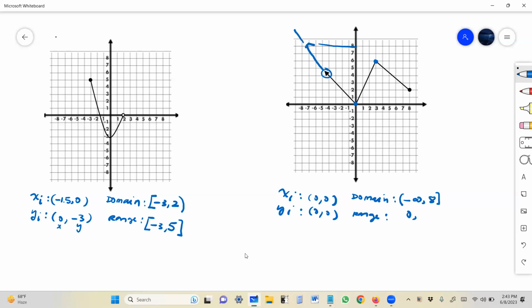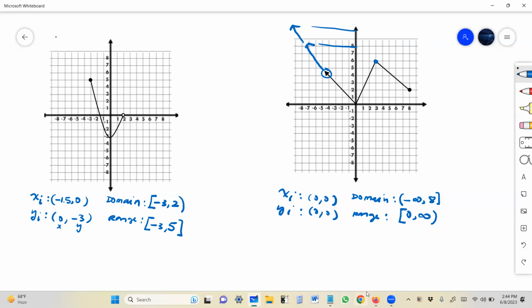So right now it's 8. If I go a little higher, maybe 10. If I go a little higher, 12. So it goes on forever. So you have to write infinity over here. Infinity, positive and negative, is always a parenthesis. And on the 0, because this is a closed point, there is no open circle, so we use a square bracket. Okay, so this is the range for that particular problem. So this is how we find the x and y-intercepts on a graph, and domain and range.